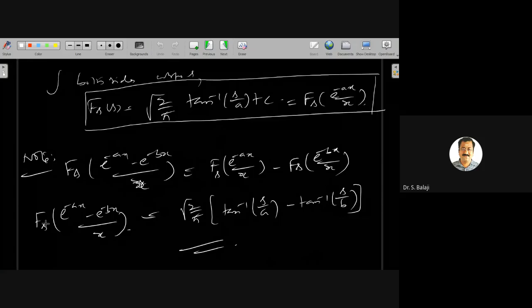Therefore, we can write it as Fs of e power minus... root of 2 by pi, plus c and minus c get cancelled. Therefore, you can get root of 2 by pi times tan inverse s by a minus tan inverse s by b. Tan inverse s by a and tan inverse s by b, that type of result you can get there.